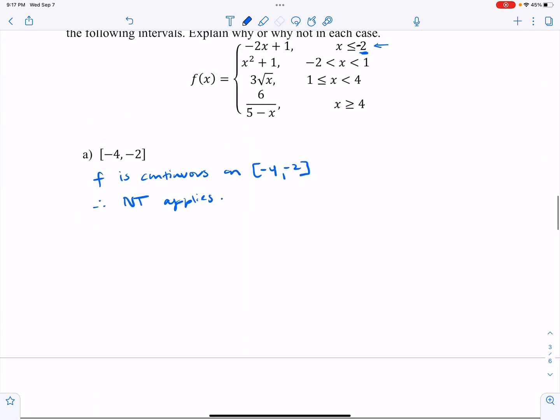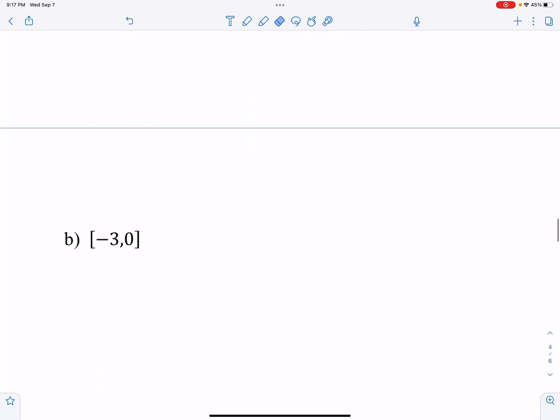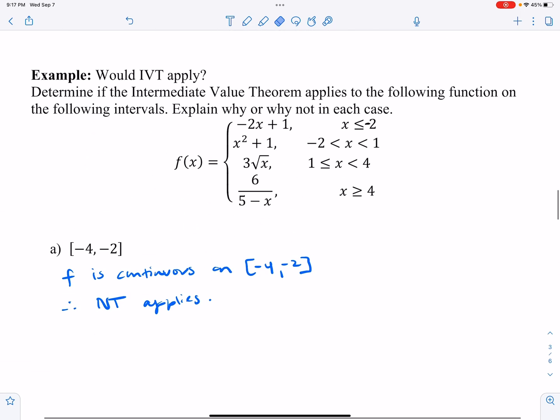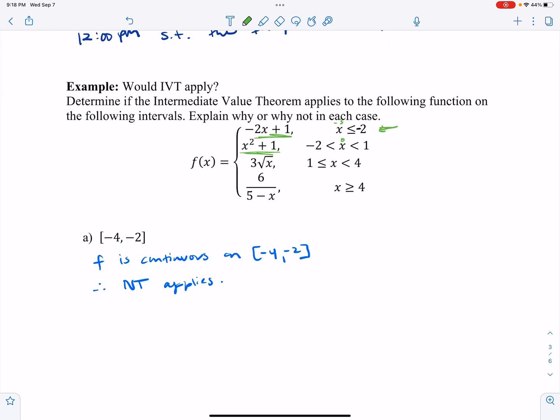Okay. I don't think they're all going to be so easy. -3 to 0. Okay, -3 would be on this first interval, and 0 would lie on this interval, right? So there is a potential point of discontinuity looking at the two functions. Both of those functions for the first and second piece are continuous over their implicit domains of all real numbers. So the only potential point of discontinuity would be at -2.